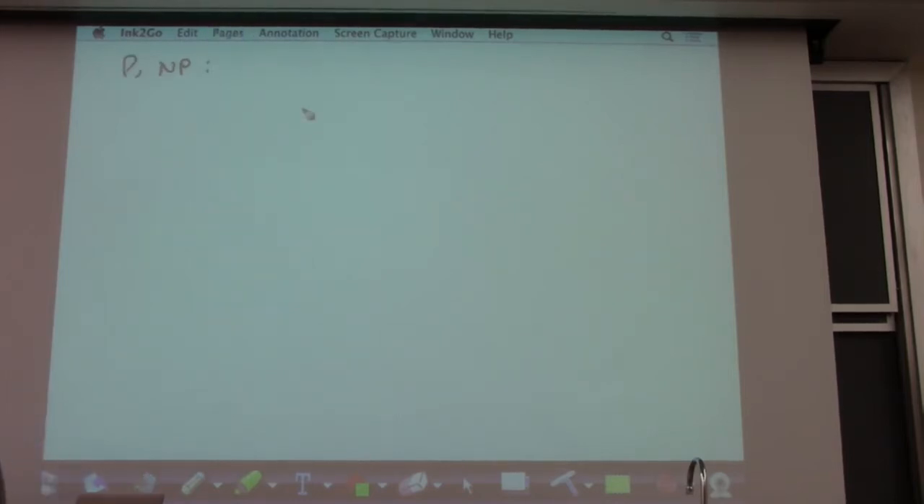So let's think about P and NP now. What we'd like to be able to say is the following. We think of NP as a class of difficult problems. But we also know that P is contained in NP. So saying that a problem is in NP doesn't imply that it's difficult to solve. It just means it's easy to verify that the solution exists.